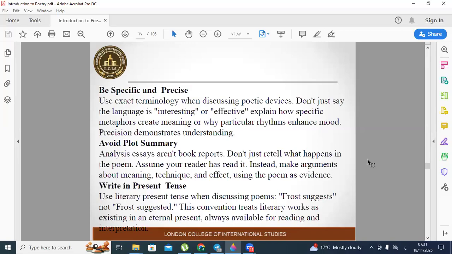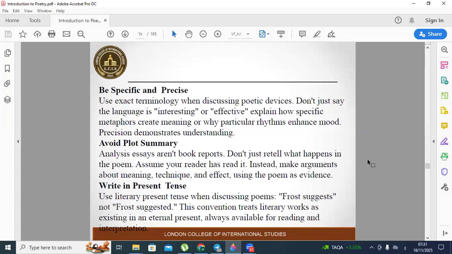Tips for clear, insightful writing. Here are some tips. First, be specific and precise. Use exact terminology when discussing poetic devices. Do not just say the language is interesting or effective. Explain how specific metaphors create meaning or why particular rhythms enhance mood. Precision demonstrates understanding.